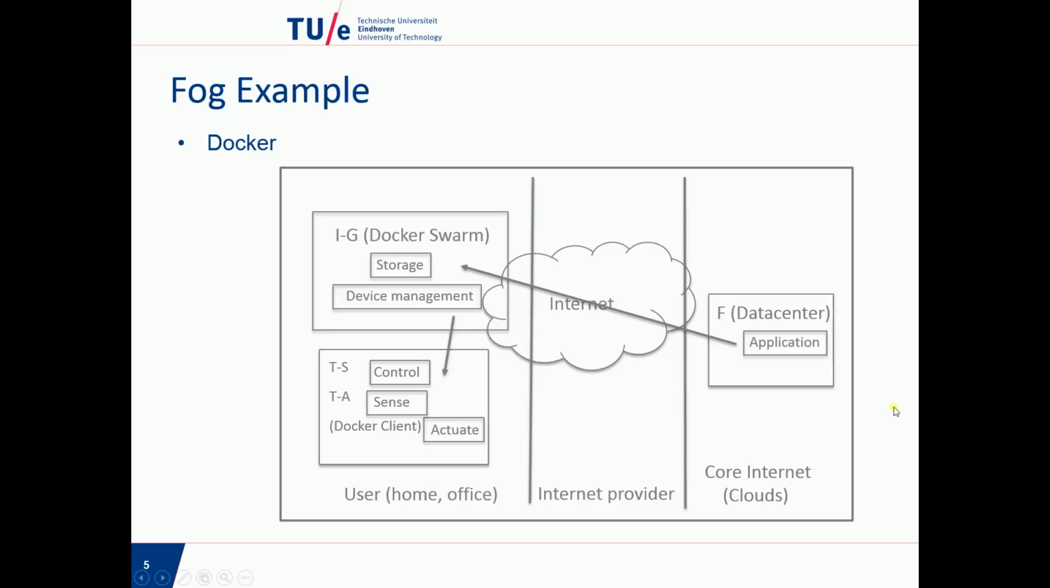Then we come to the fog example. One kind of fog deployment is called Docker. Docker uses mist control because the control function is placed in the end device called the Docker client. Once the Docker image is built in the cloud, the image will be stored in the Docker Swarm, which acts as a gateway. It is a kind of fog device. The Docker Swarm also has the function of managing the end devices. So both device management and the storage of Docker follow the fog approach.